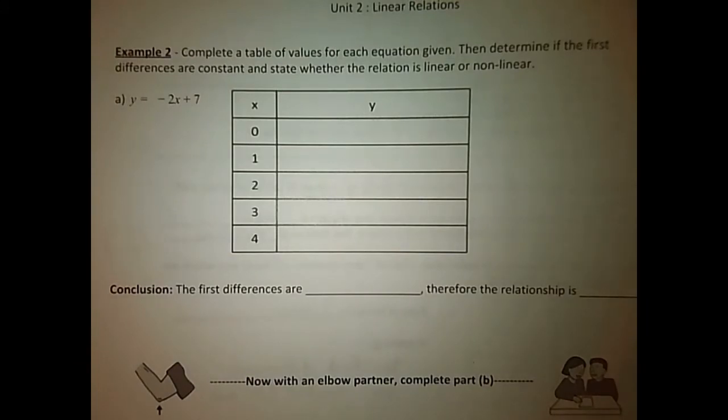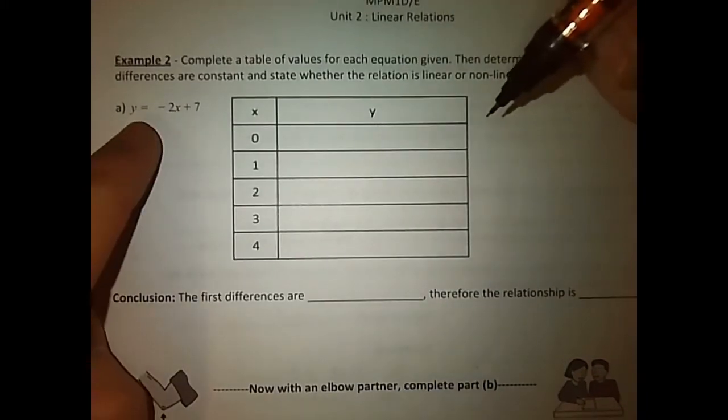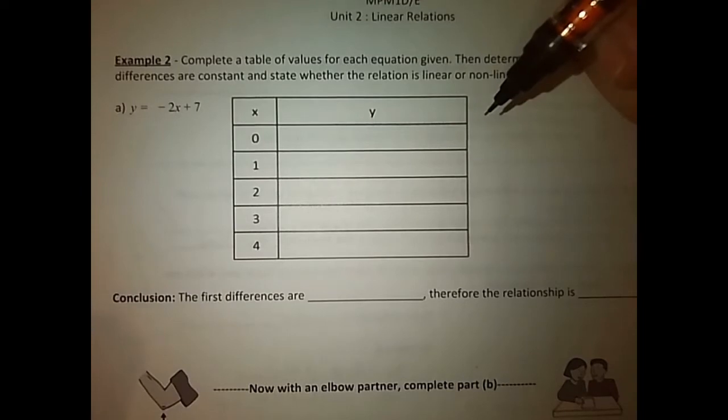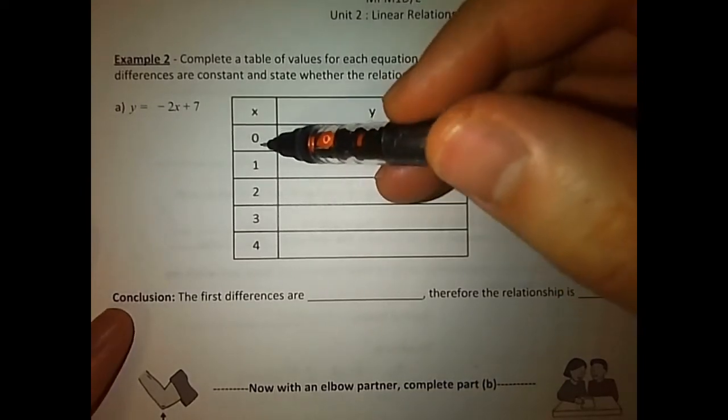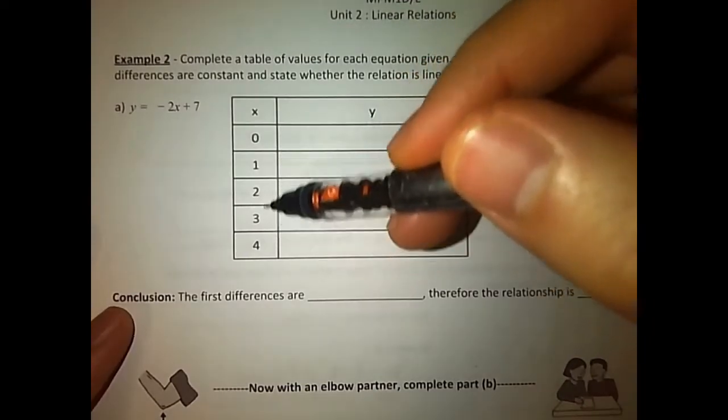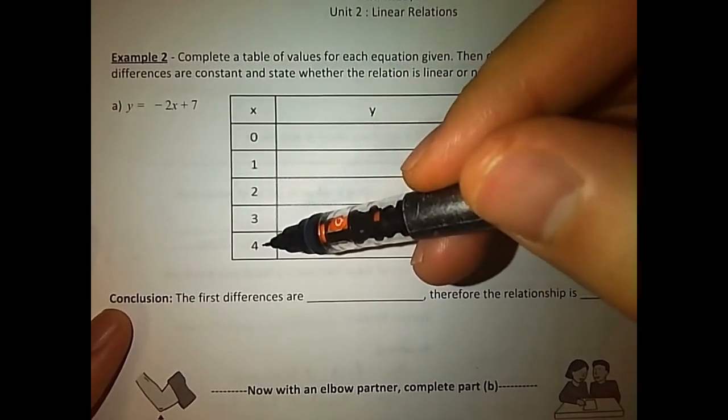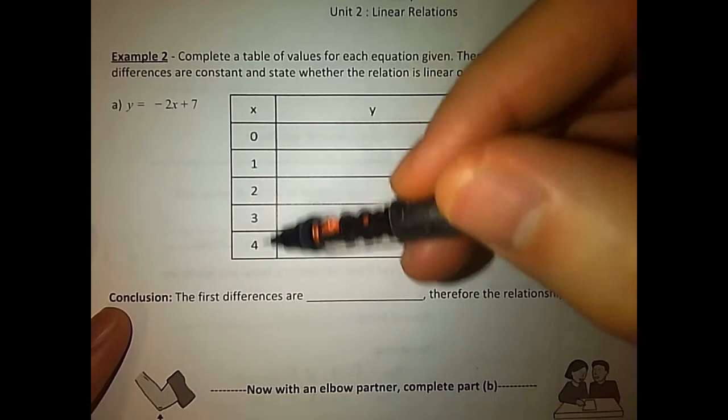All right, example 2 says, complete a table of values for each equation given, then determine if the first differences are constant and state whether the relation is linear or nonlinear. So our equation here that they have is y is equal to -2x plus 7. So how can I figure out the y values here? Well, we're given some x values here. If we weren't given these, we could just choose some x values. But we are given 0, 1, 2, 3, and 4.